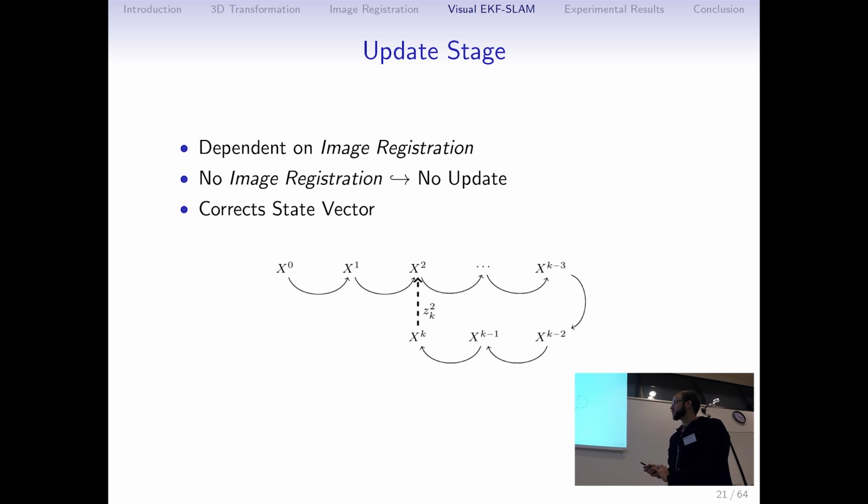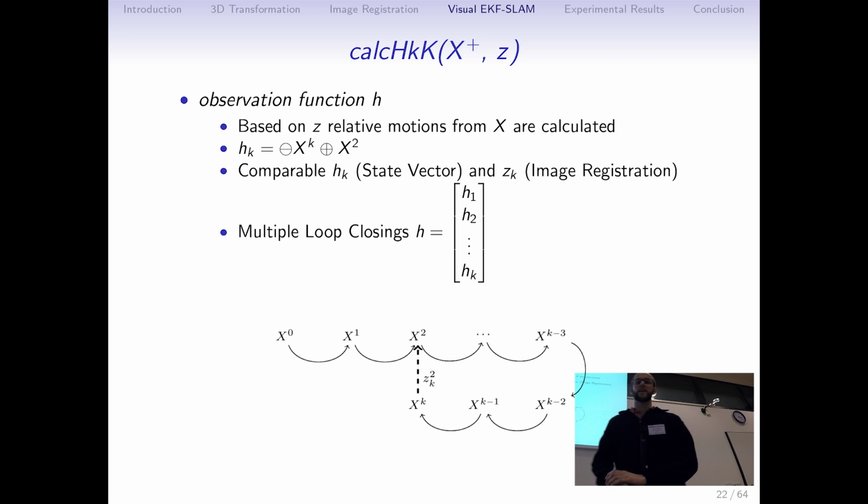In our case, we have now found a loop closing again between xk and x2. Now we calculate the observation function h, because we need a comparable result, and in our case, this is done by taking into account the information of the state vector.